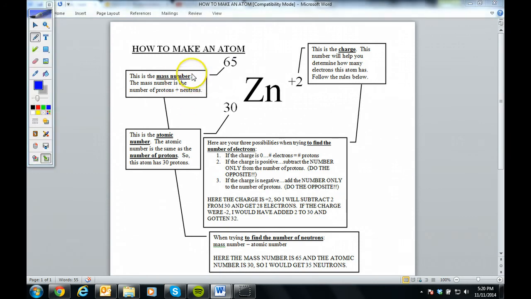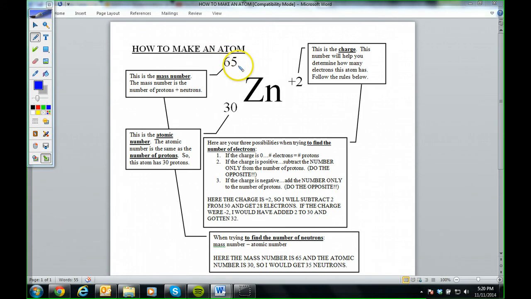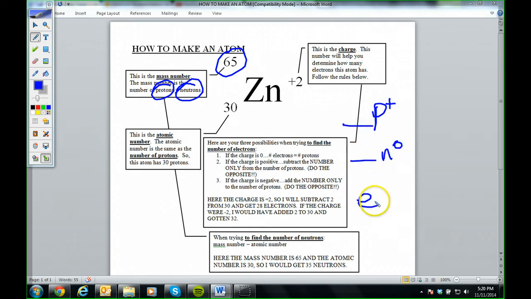The next number is the mass number. So 65 is the mass number. It tells us protons and neutrons. Eventually what we're going to start doing is using these to figure out protons, neutrons, and electrons.